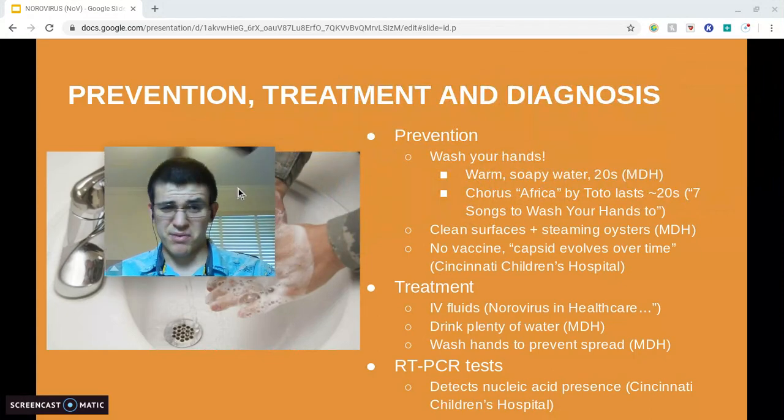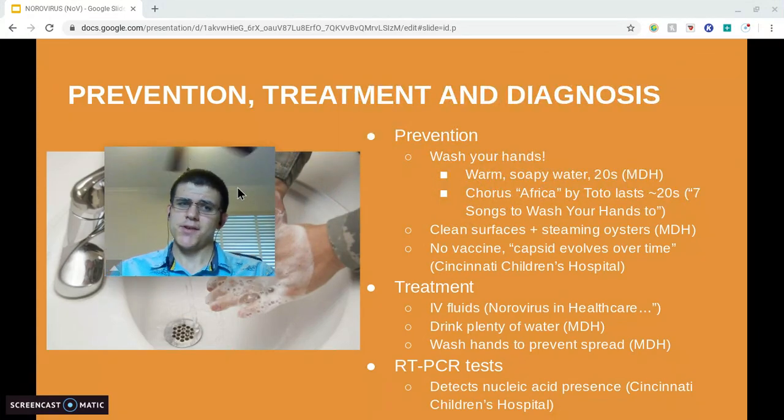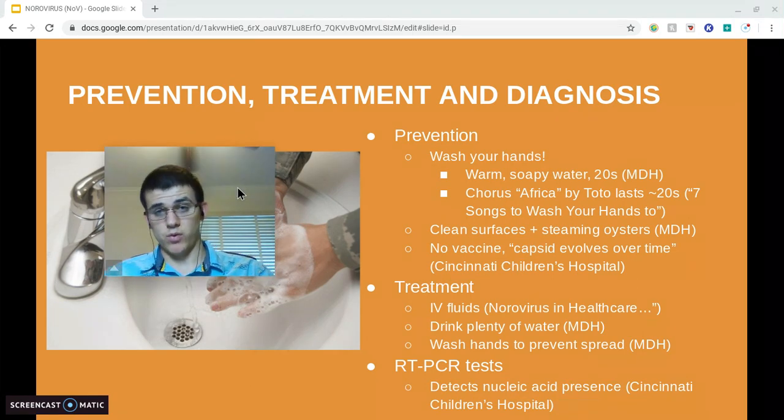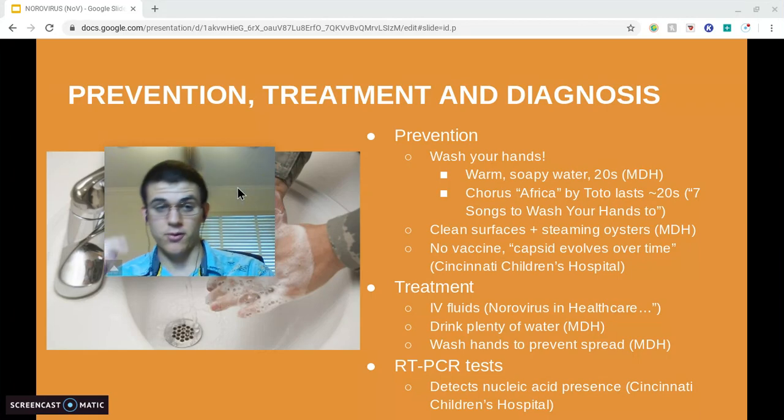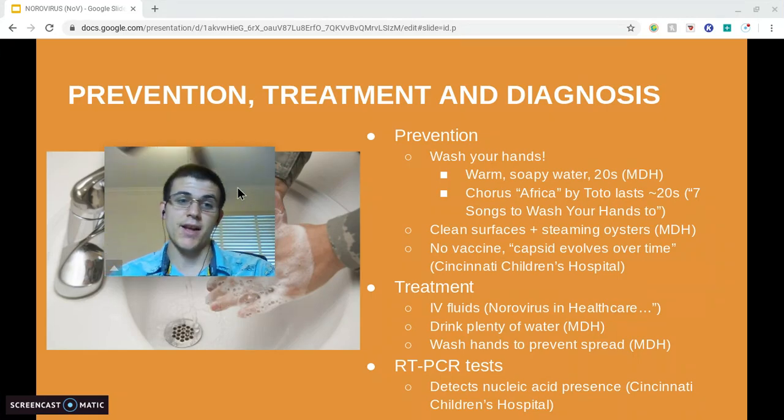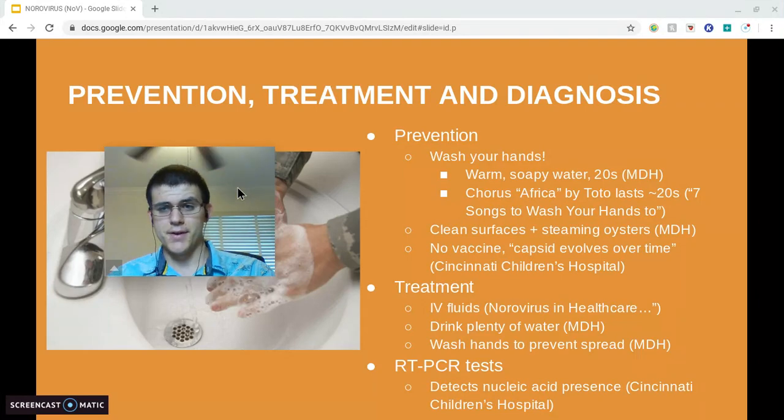So prevention, the biggest thing is to wash your hands. So just in case you don't know, washing your hands includes warm soapy water for 20 seconds. A good way to make sure that you're washing your hands for the full 20 seconds is singing the chorus of Toto Africa while you wash your hands. It's about 20, 21 seconds. So it's a perfect time for you to wash your hands.